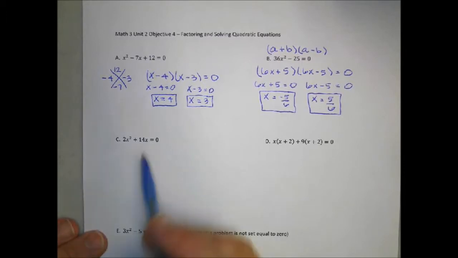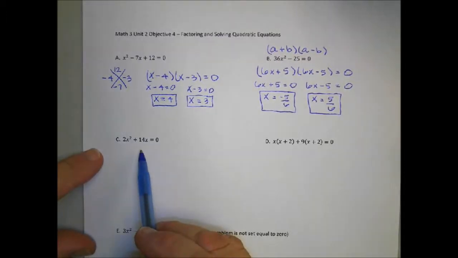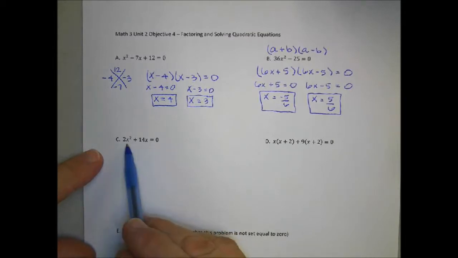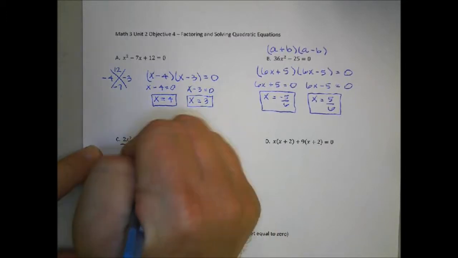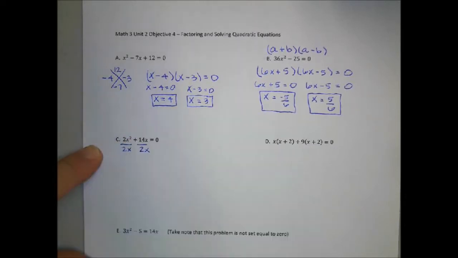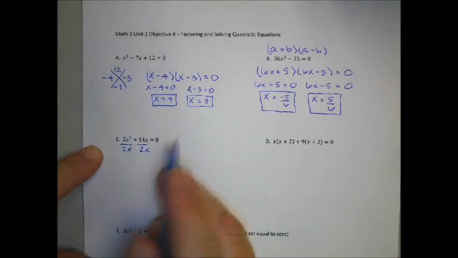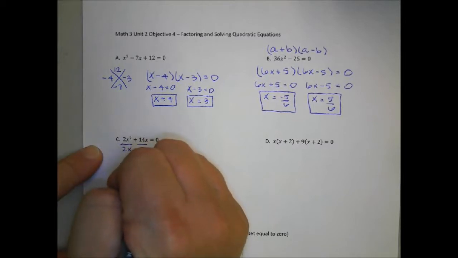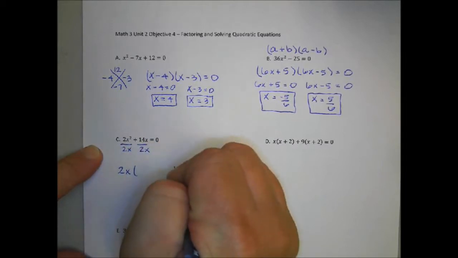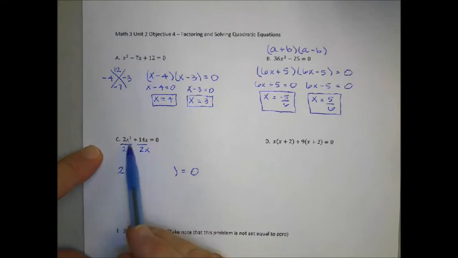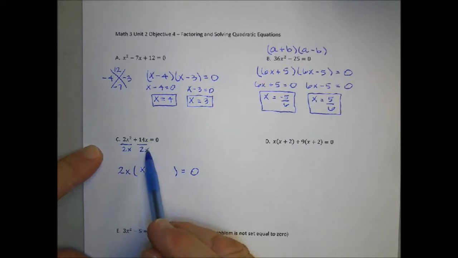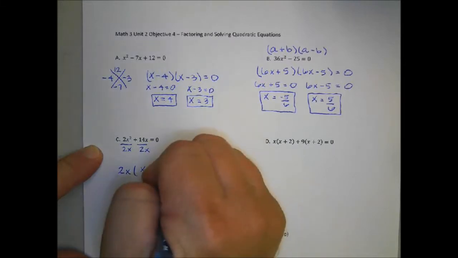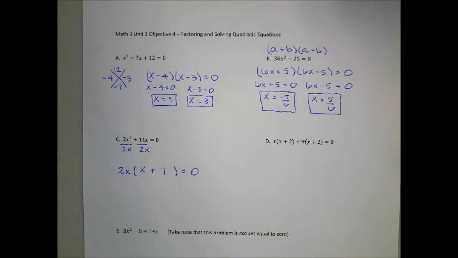For problem C, the very first step to factoring is always look for a greatest common factor. I put a greatest common factor in problem C. Both of these terms share a factor of 2x. So I'm going to factor out that 2x, which means the 2x is going to be out here in front, and what's left is in the parentheses. 2x squared divided by 2x is simply x. 14x divided by 2x is 7. And there's our factored equation.